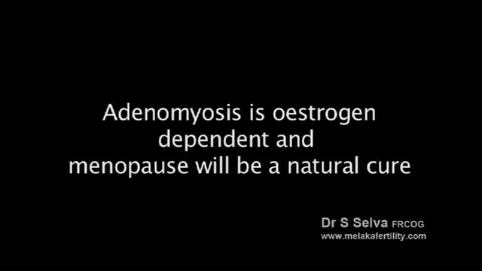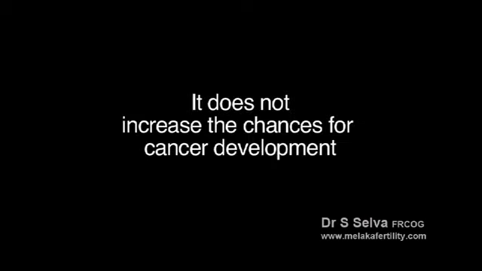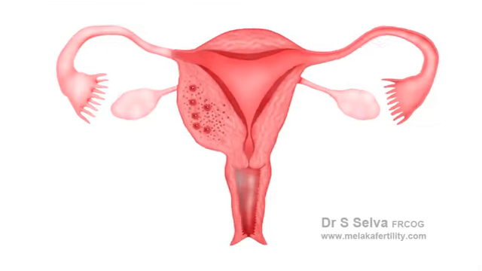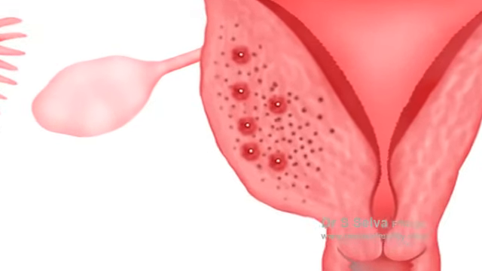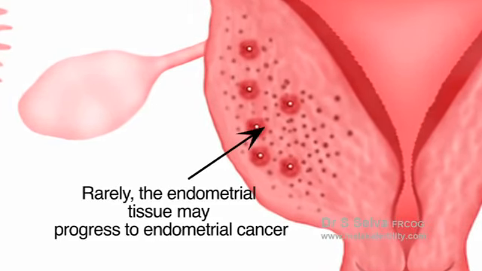Adenomyosis is estrogen dependent and menopause will be a natural cure. It does not increase the chances for cancer development. However, since endometrial lining has invaded the myometrium, rarely this endometrial tissue may progress to endometrial cancer.